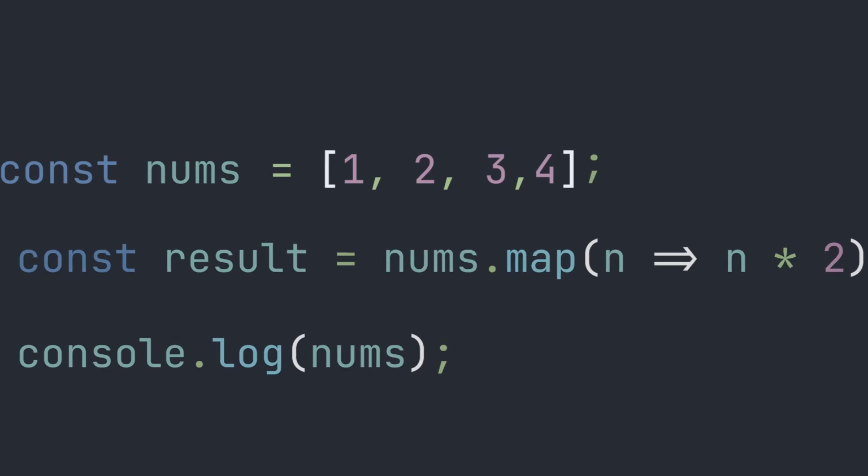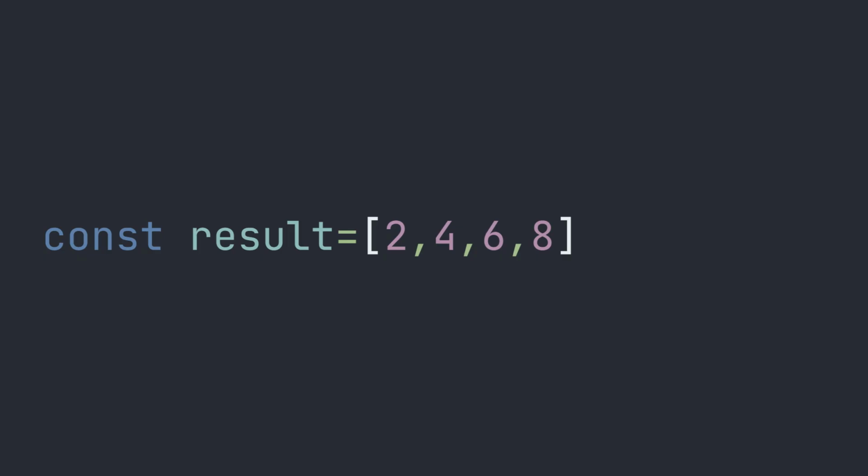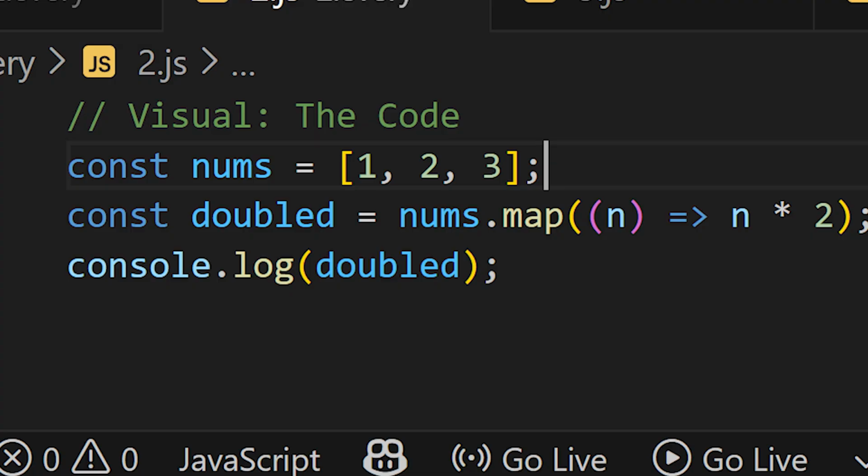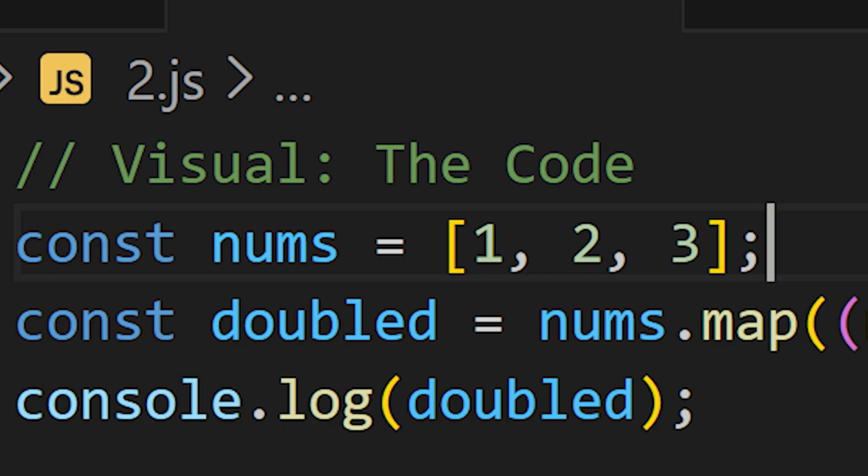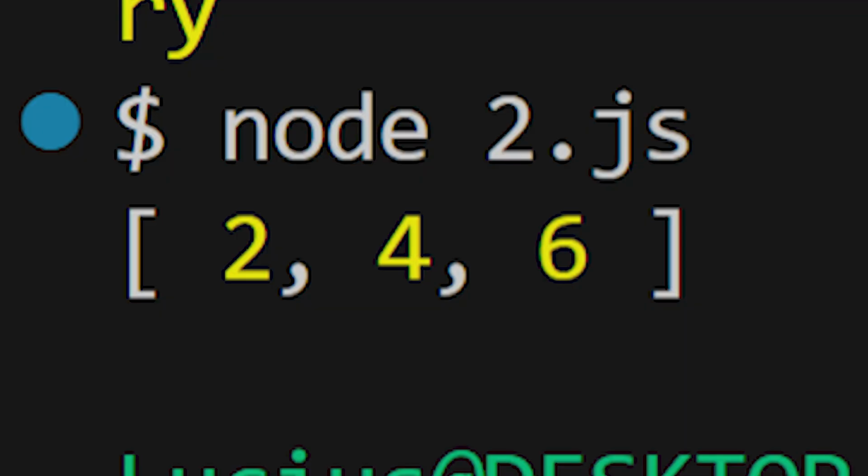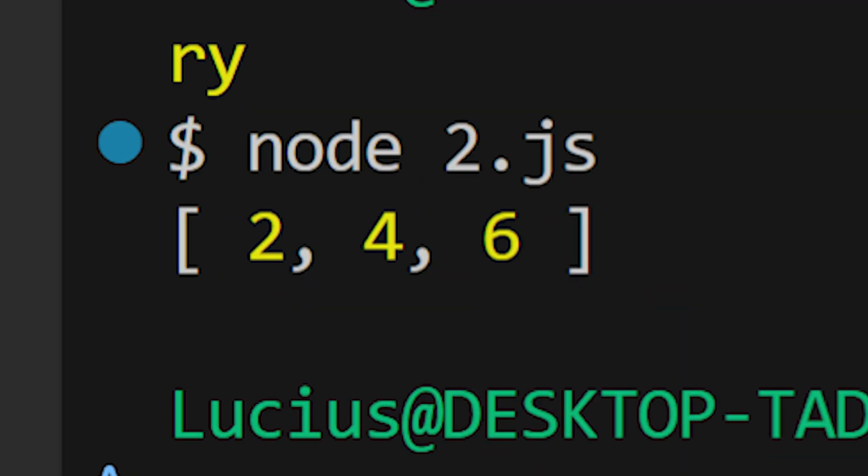Map runs a function on every item but returns a new array. Simple, but look at this example here. Each value will get transformed if we see the output on the console. We are going to see 2, 4, 6 on the console.